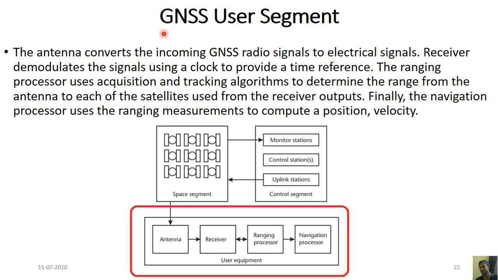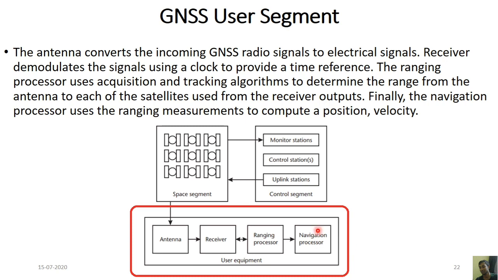The main function of the uplink station is to upload that data to the satellite. And the third one is the GNSS user segment. Basically, we are the user. Suppose you have a cell phone. Your cell phone has an antenna that receives this radio signal and converts it to an electrical signal. The ranging processor processes the range distance between the satellite and your cell phone. And then the navigation processor processes all that data and gives you the output as position, velocity, etc.